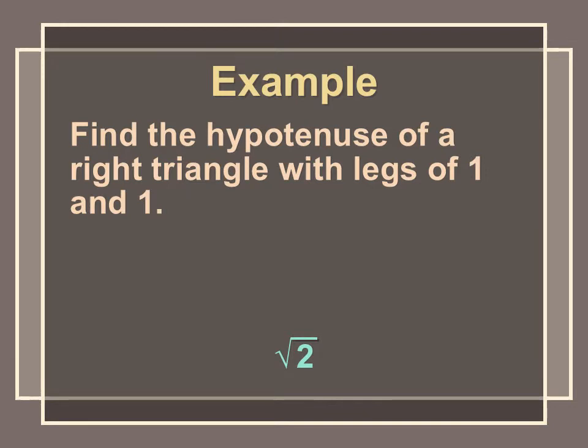This one was a little tricky because you end up with C squared equals 1 squared plus 1 squared. And 1 squared is just 1. So C squared is equal to 1 plus 1. 1 plus 1 is 2. So C squared equals 2, which means that C is equal to the square root of 2.